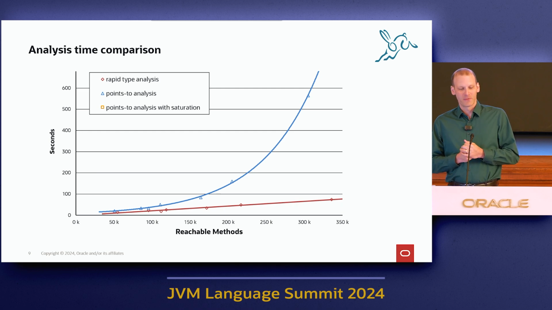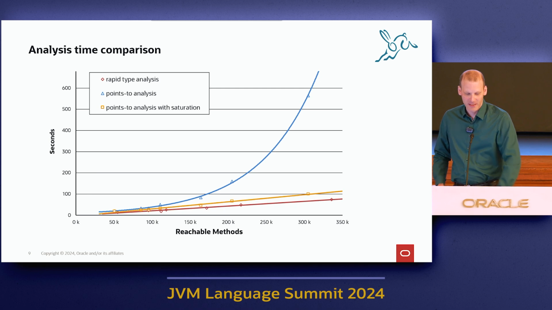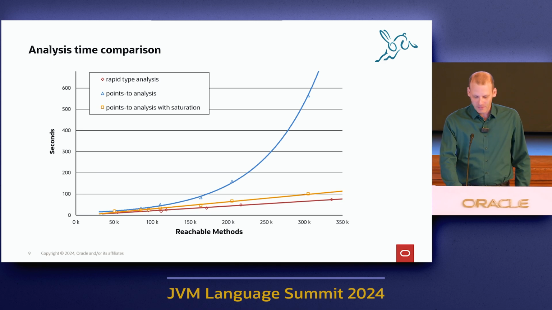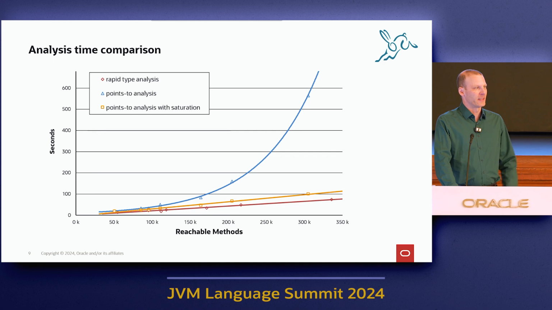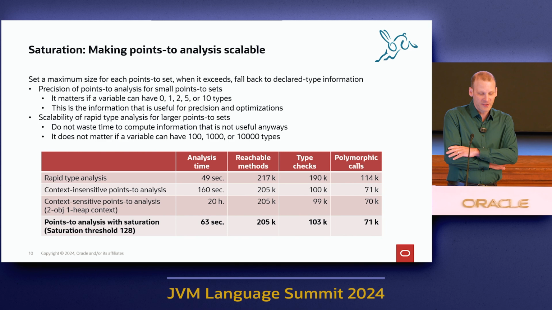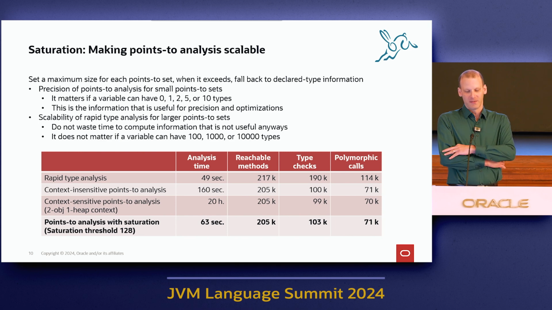So what we did is a hybrid between the rapid type analysis and the points-to analysis. Basically do the points-to analysis, but if a typeset grows beyond a certain fixed threshold, then just fall back to the declared type information, like rapid type information. We call this points-to analysis with saturation. And then your points-to analysis also scales linearly, because you're no longer propagating around these large type states.